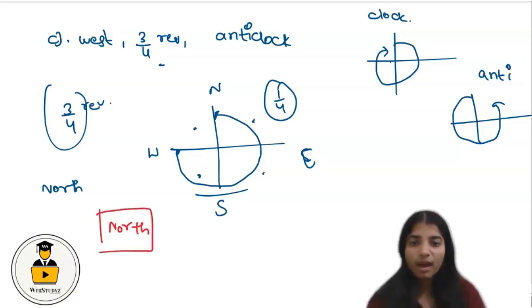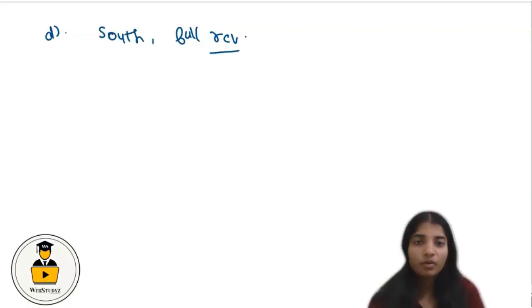Now let's move to part D. Here in this question we are given that it is at south and makes a full revolution. In this question we are not told whether it moved clockwise or anti-clockwise. We also have to specify whether we should specify clockwise or anti-clockwise for this last part. So we also have to find out if it is necessary to specify whether it moves clockwise or anti-clockwise. Let's make this.